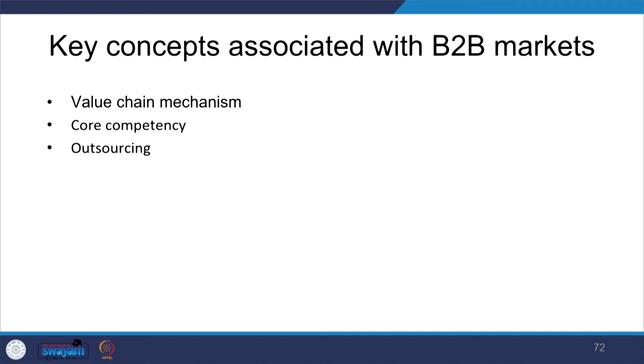For example, three important concepts: the value chain mechanism, the core competency theory given by Prahlad, and the concept of outsourcing, which is also largely known as the make or buy decision. So, these three things I am going to elaborate, and then finally I will give a small caselet for the clarity of everyone, and you also participate in the caselet, right.